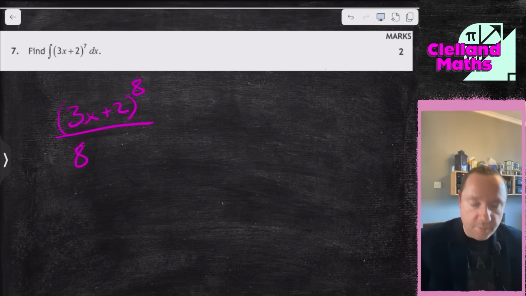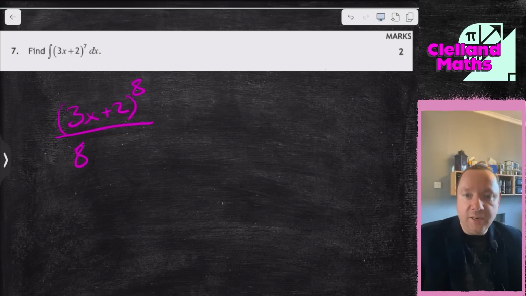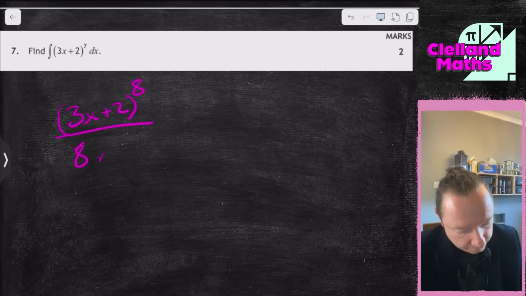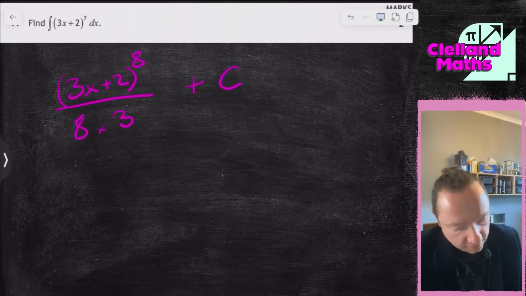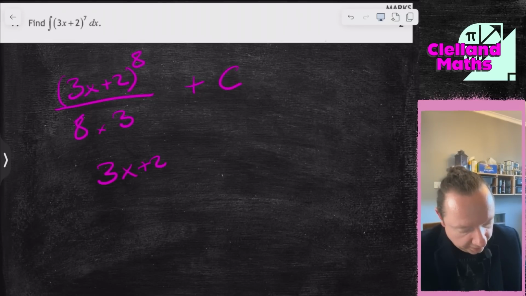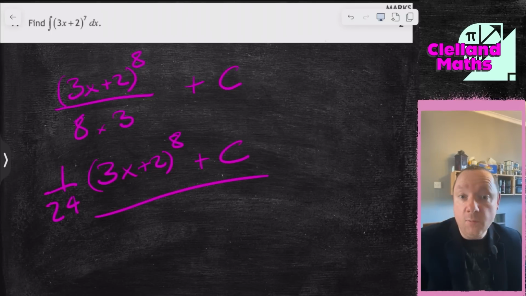But you also divide by whatever's inside that bracket differentiated. You need to break the chain. 3x + 2, differentiate it, is 3. So there we are. And then we've got plus c, of course. Don't forget your c. That's (3x + 2) to the 8, over 8 times 3, which is 24, so I'll just write it as 1 over 24 for neatness, plus c, and we're done there.